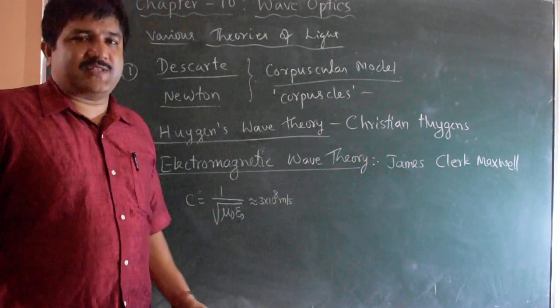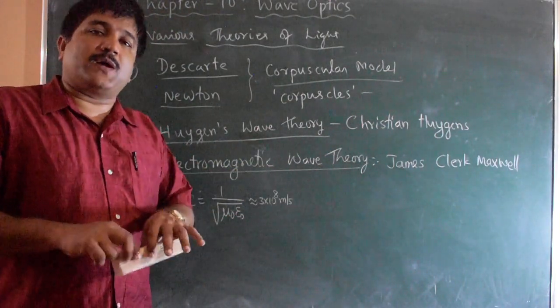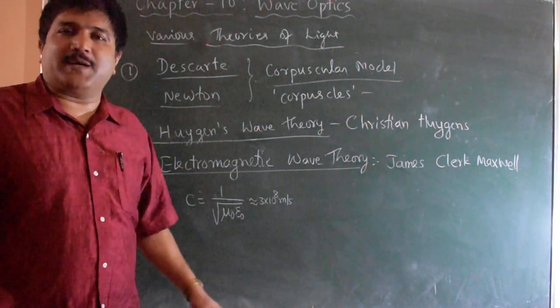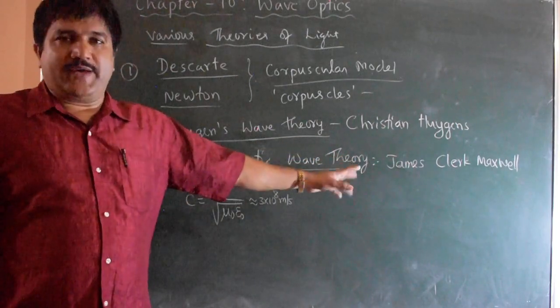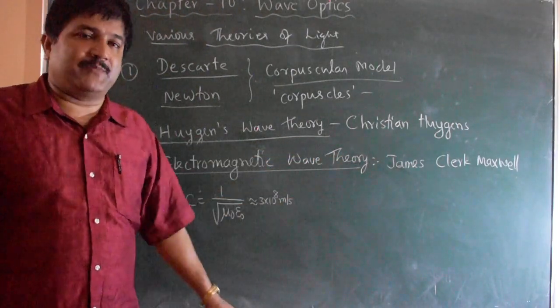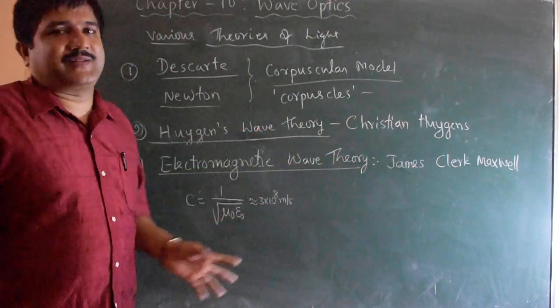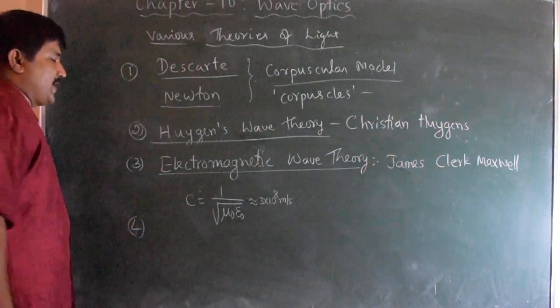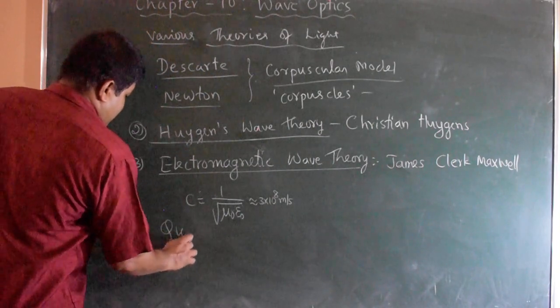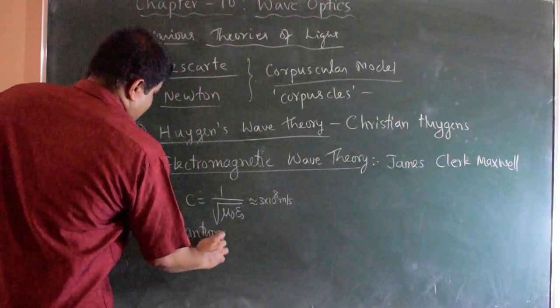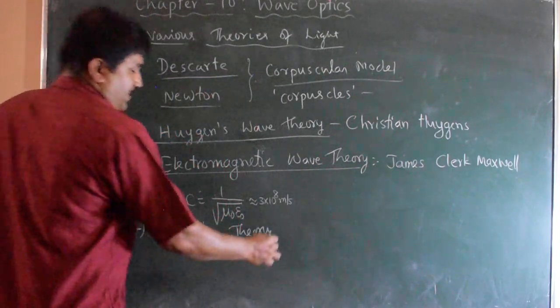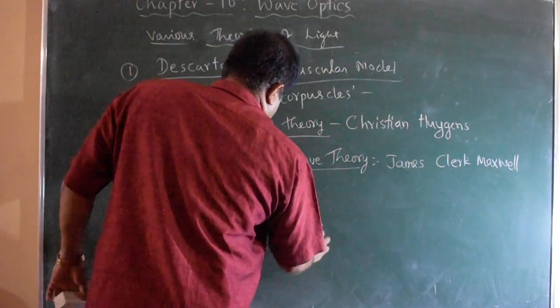The drawback of this theory is that it could not explain the particle nature of light. During emission and absorption, light behaves like particles, and no explanation was given by James Clerk Maxwell in this regard. So the next model is the quantum theory of light, given by Max Planck.